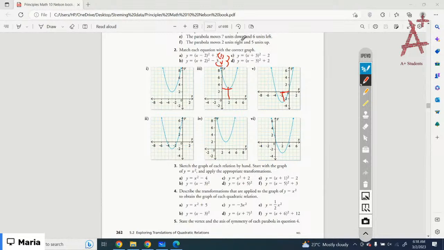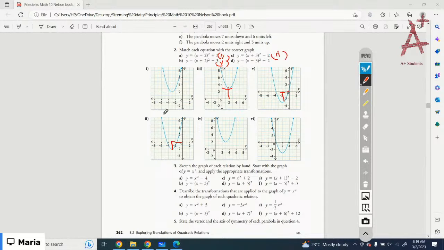Okay, the C equation is (x plus 3) whole square minus 2. That means 3 units left and 2 units down. 1, 2, 3. Here is the 3 units left and 2 units down from the origin. You can see here you have 1, 2, 3, 3 units left and 2 units down. So the correct option for equation C is graph 2.